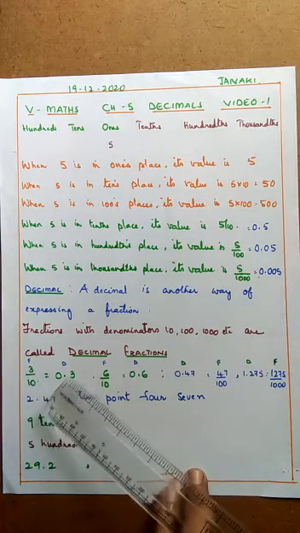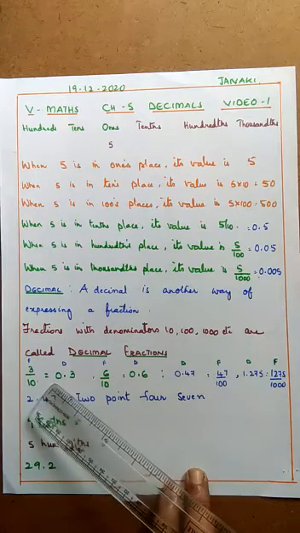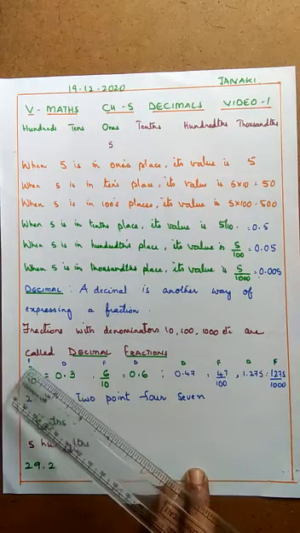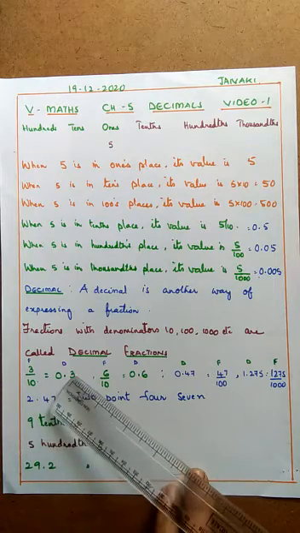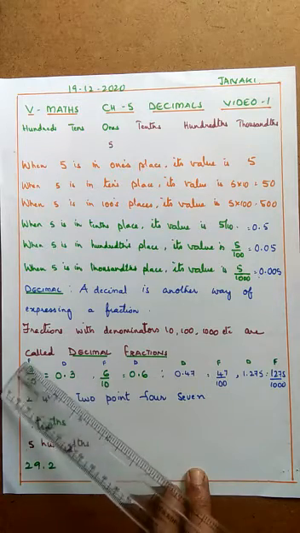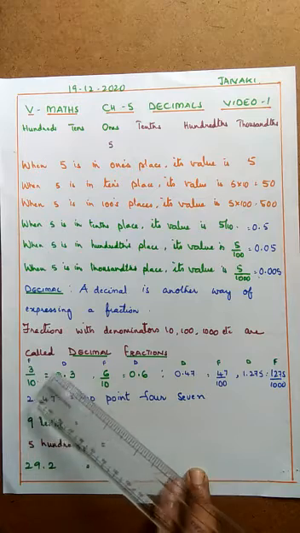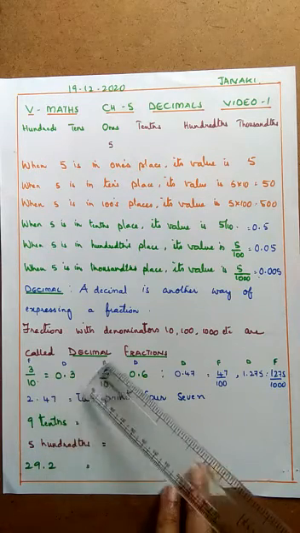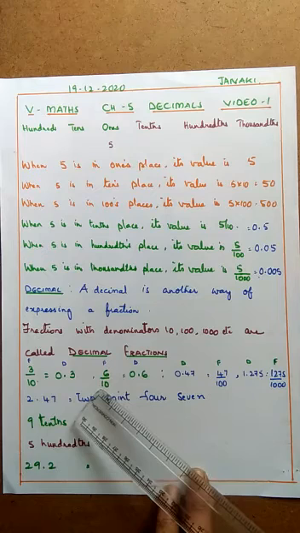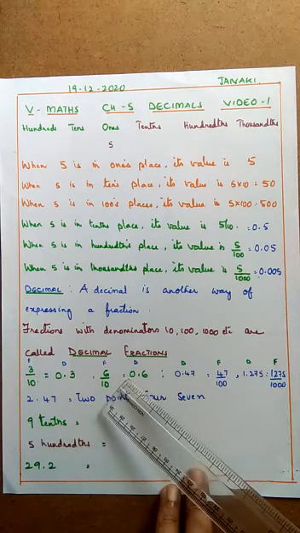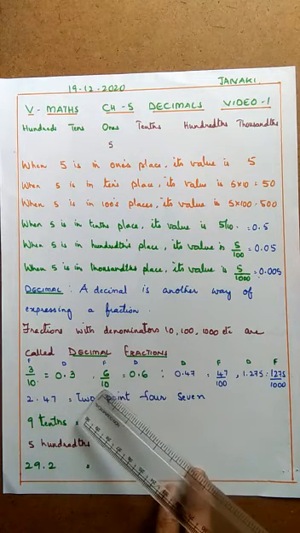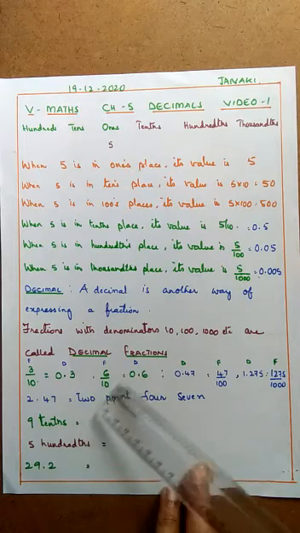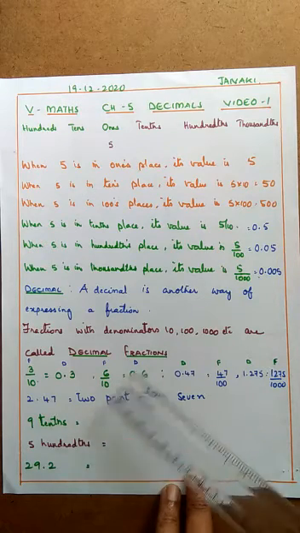Now let us see. 3 by 10 can be written as, first put a 0 and here only one place is there. 10 is the denominator, so put a point and write 3. So here we have expressed a fraction as a decimal. 6 by 10. Here 10 is the denominator, so you can write it as 0. Here no whole number is there, so 0 point. 10 has only 1 zero, so write 6. 0.6.